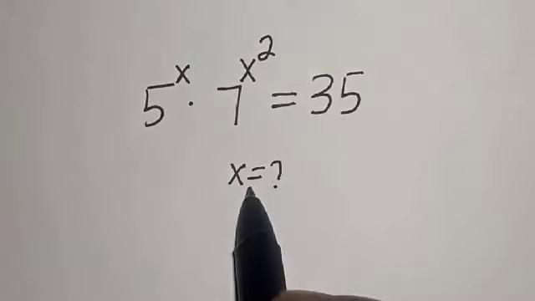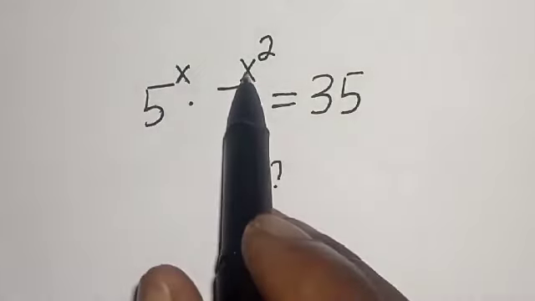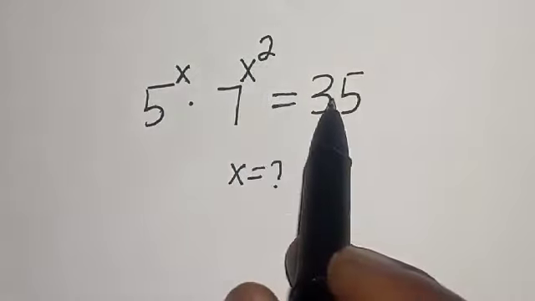Hello, welcome to Mathgist. In this class, we want to find the value of x from this equation: 5 raised to the power of x multiplied by 7 raised to the power of x squared is equal to 35.